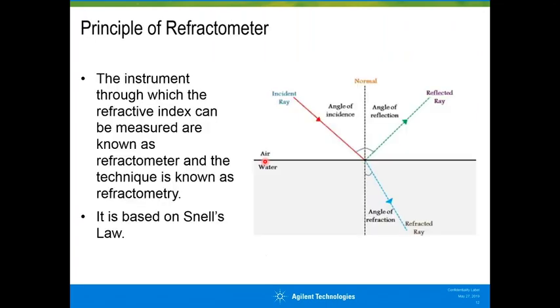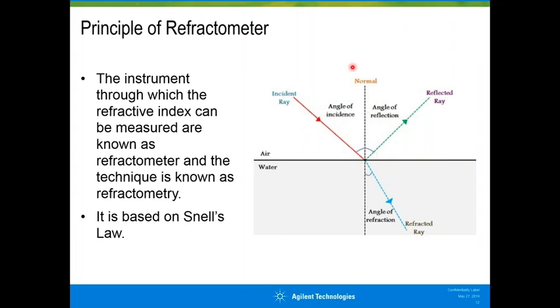So let's start with what is the principle of refractometer. Basically, if you can see in this image, the light is incident on another medium. It is first passing through the first medium, which is air, and then passing through the second medium, which is water. So there are two phenomena. There is reflection and there is refraction.